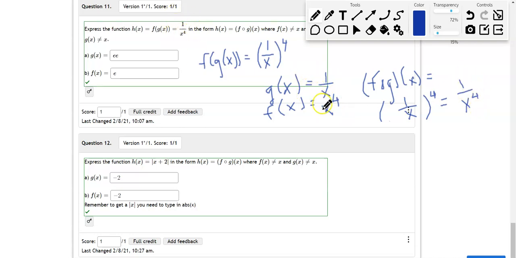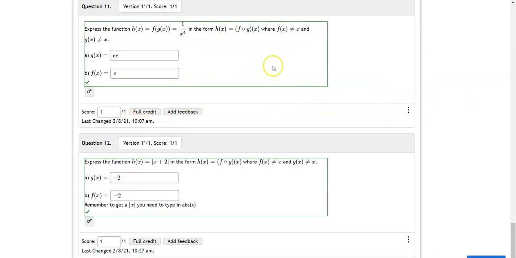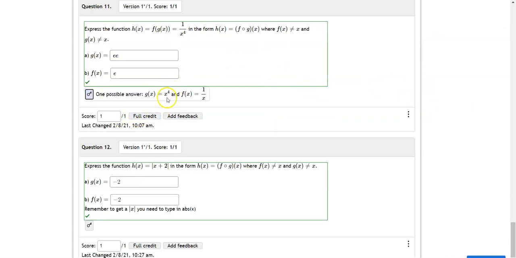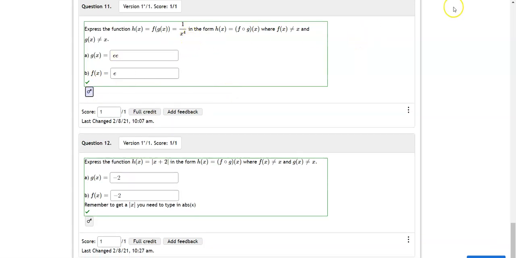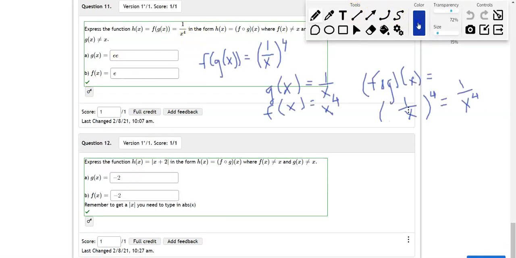This is one solution. You'll notice it's different than that solution. It's actually this reversed. So it's good to know that there are more than one solutions, but the easiest way to think about it is to change that.